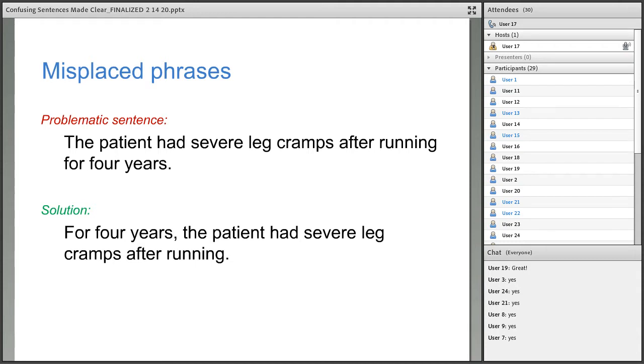To fix the problem in this sentence, we need to move the phrase for 4 years next to the words the patient. If we do that, we get, for 4 years, the patient had severe leg cramps after running, and that makes sense. I'm sure that you were able to figure out what the author of the sentence was trying to say, even though the words needed to be rearranged. But remember that it's much more difficult for people to correctly interpret scientific sentences if they contain misplaced phrases. This is especially true if your reader isn't familiar with the topic you're writing about, so be careful to put phrases next to the words or phrases that they modify.